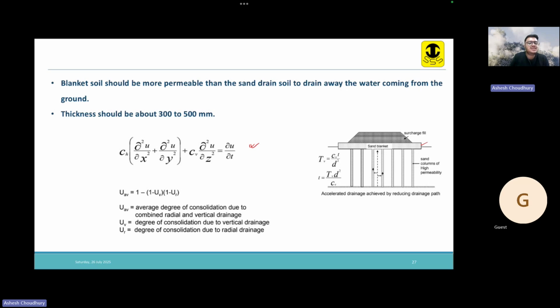Now, the average degree of consolidation Uavg is given by 1 minus (1 minus Uv) times (1 minus Ur). Here capital Uv is the degree of consolidation due to vertical drainage, and capital Ur is the degree of consolidation due to radial drainage.